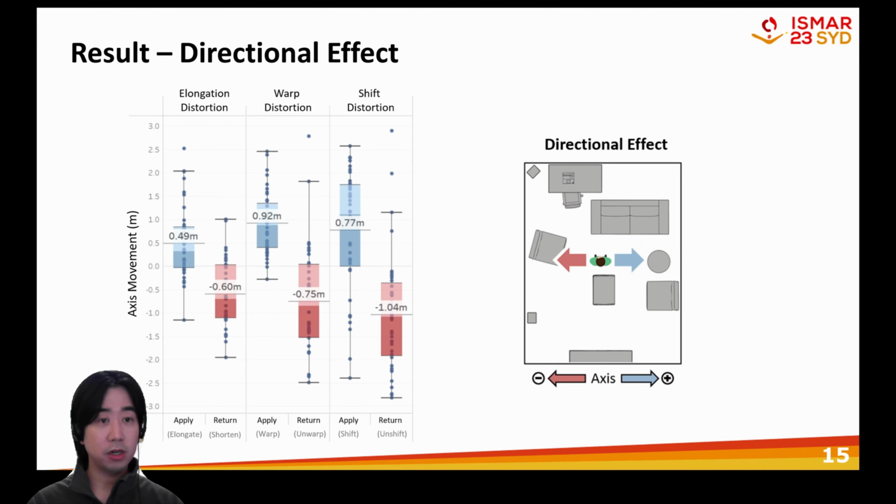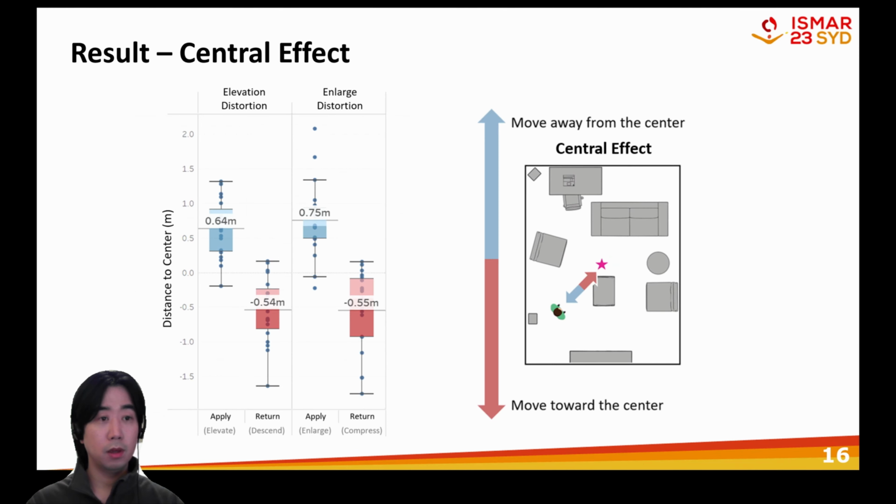Results show that participants' natural locomotion can be influenced by the augmented distortion treatment to significantly induce directional movement, in this case right or left. The shift treatment showed the largest directional effect in our user study. We can also validate that the user position relative to the center of the room can be manipulated with AR distortion, as shown in this figure. The enlarged treatment shows the largest central dispersion and gathering effect in our user study.